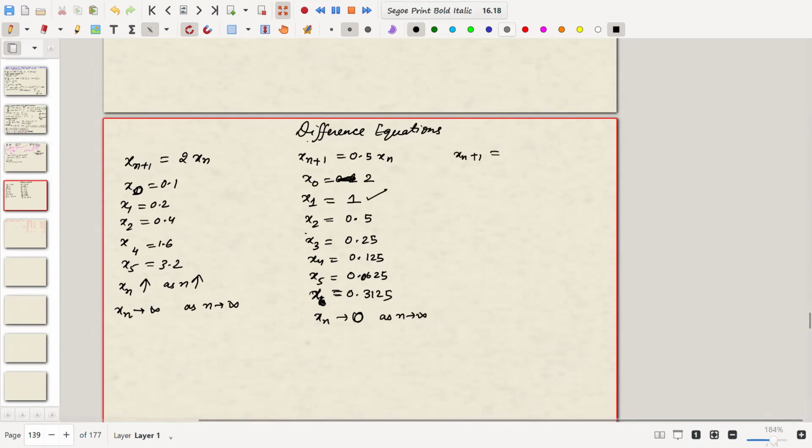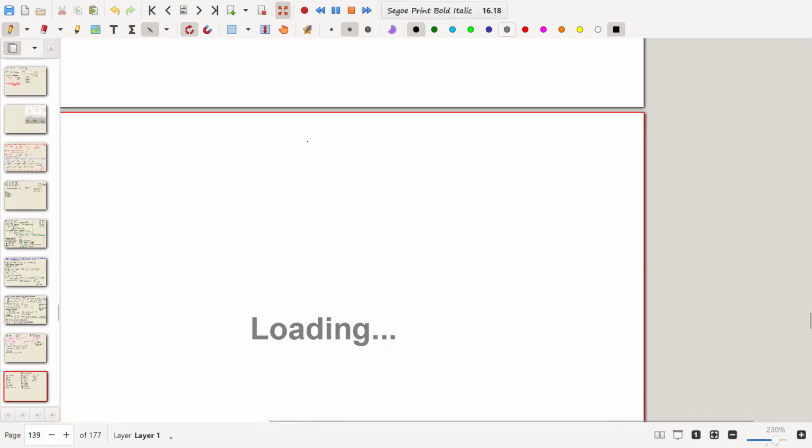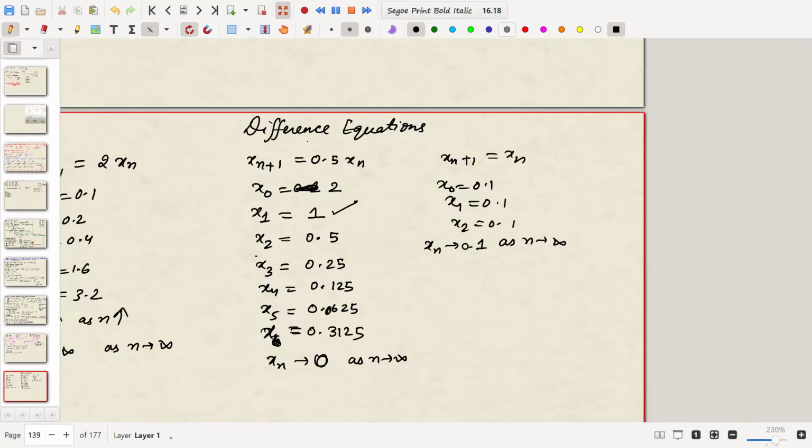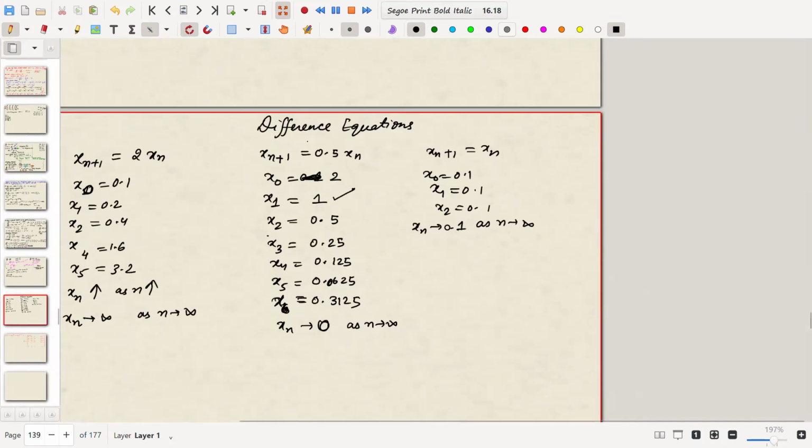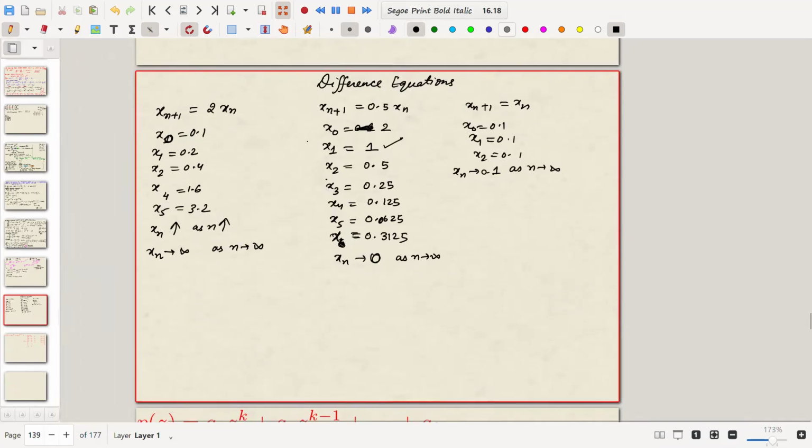Now consider x_{n+1} = x_n. X0 is 0.1. What is x1? X2? It is always staying constant. So x_n stays at 0.1 as n tends to infinity, always staying in the same zone, the same steady state. Now the question is, what makes these three differ qualitatively? What makes these difference equations behave qualitatively differently?